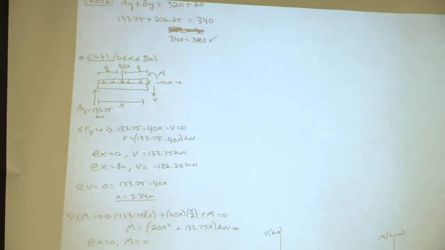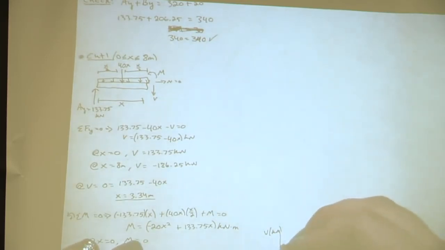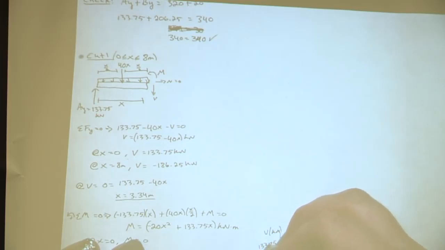Okay, so let's start with our shear diagram. So at this point, what should our shear be? So 133.75, does everyone agree with that? Okay. So we'll start right here, and we can label it 133.75. Now, where do we go from here?